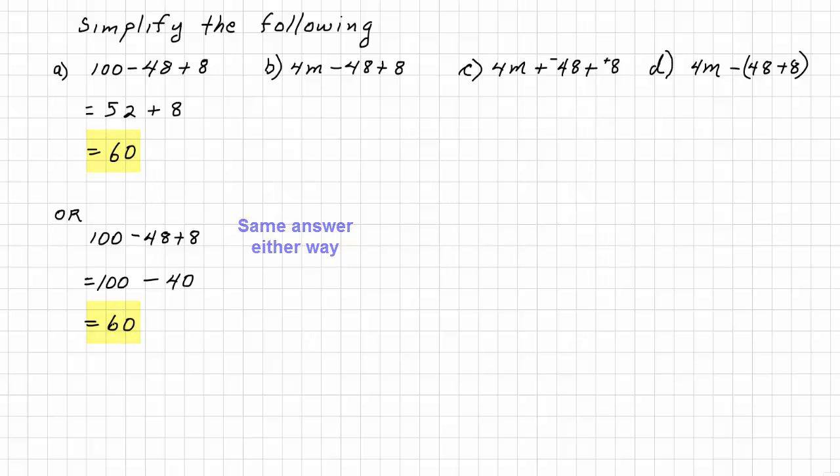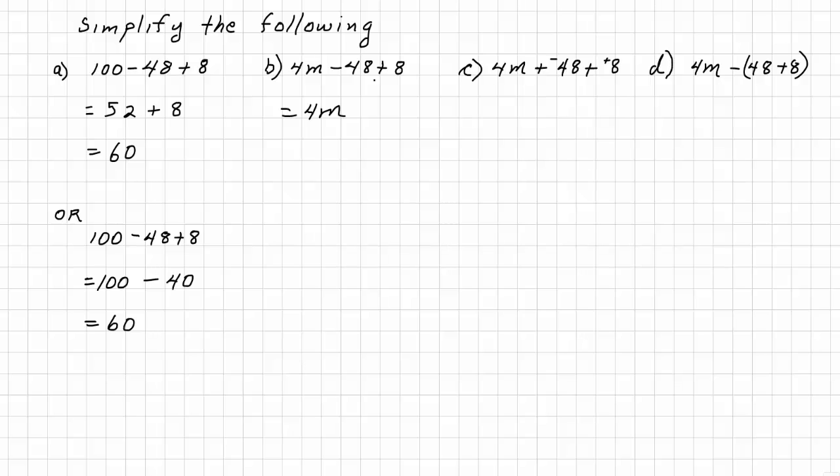If you go to example B, the first term is 4m, so you can't collect it with the -48 plus 8. Now you notice I've said -48. You could just as easily say minus 48, because it doesn't matter to the end result in math whether you subtract 48 or add -48.